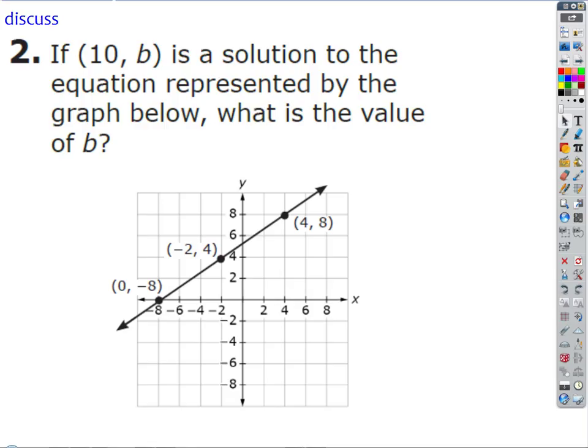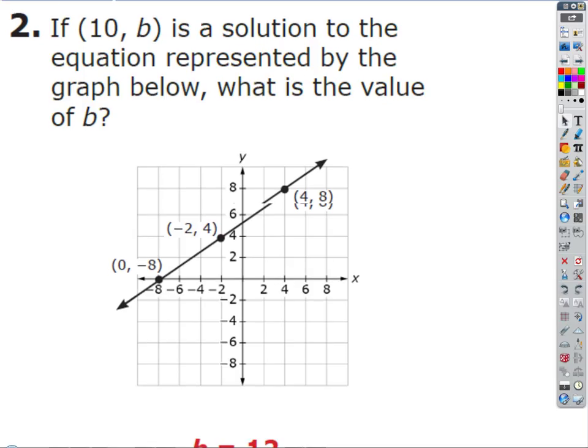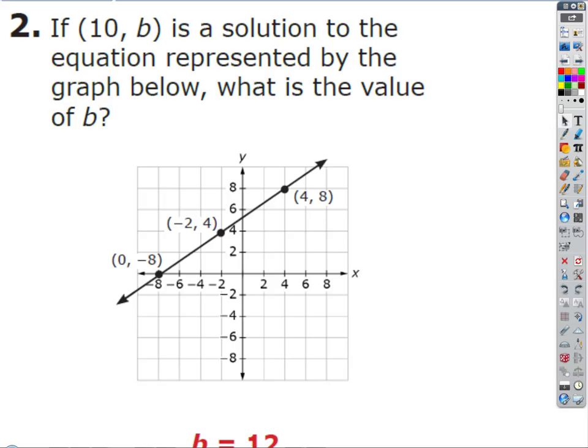Okay, so how about something like this? So what are they asking us for here? They're saying if the point (10, b) is a solution to the equation represented by the graph below, what's the value of b? So what's the y coordinate at 10? So no big deal. All they're asking us is out here at 10, what's going to be the value of y, right? How are we going to get that? Well, you could just get the equation of the line, right, by finding the slope and solving for b, or actually you can see that b is 5, right? So just finding the slope, putting it in slope-intercept form and plugging in 10, that's fine. But you really don't even need to.